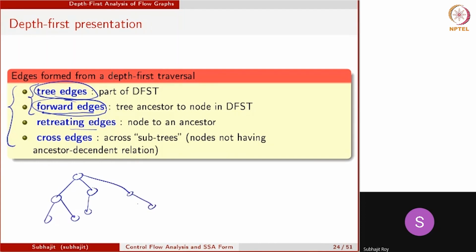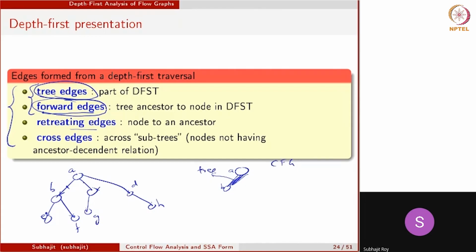Let's say this comes out to be the depth first spanning tree. Okay, so now, I'm saying the direction goes like this. Doesn't really matter. So now, let's say I have a control flow graph. This particular edge in the control flow graph, because it is also present in the depth first spanning tree, is basically this edge. So this is the control flow graph. So this is referred to as a tree edge.